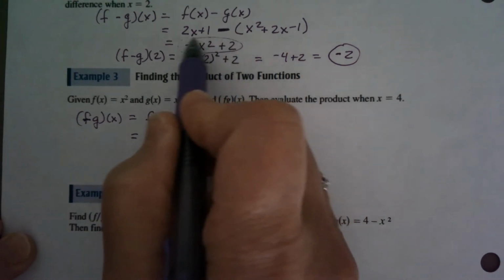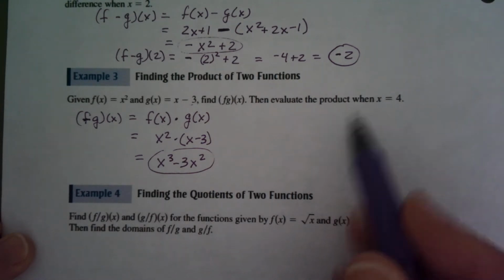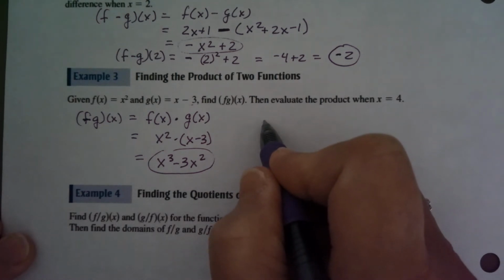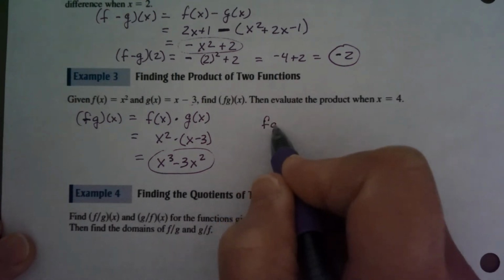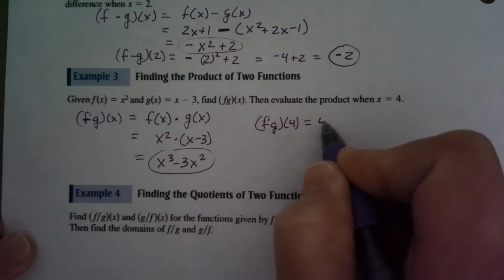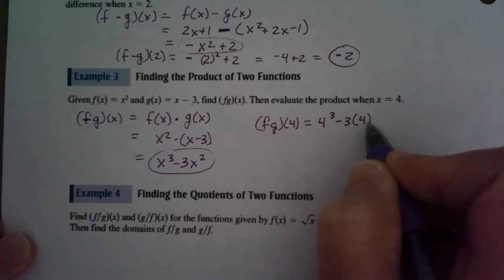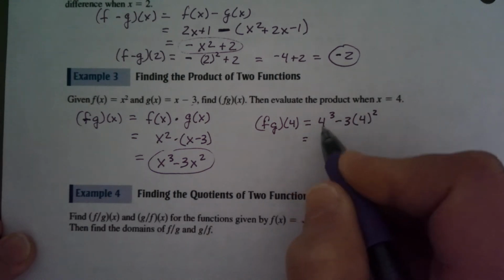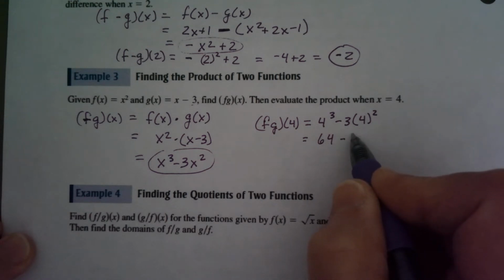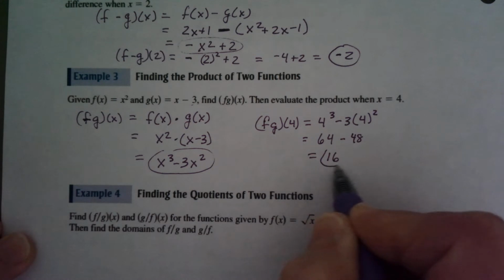Now evaluating for an x value of 4. Four cubed minus 3 times 4 squared. That's 64 minus 3 times 16 is 48. 16.